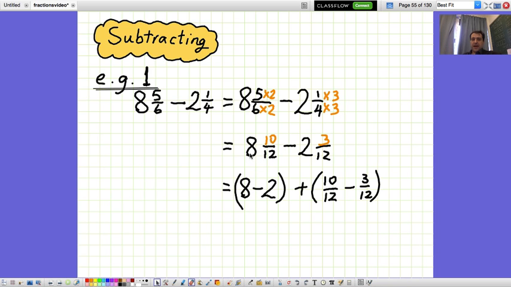So anyway, 8 minus 2 and 10/12 minus 3/12 gives you: 8 minus 2 is 6, and 10/12 minus 3/12 is 7/12. So the bottom number's the same and you just subtract the tops. And that's 6 and 7/12.